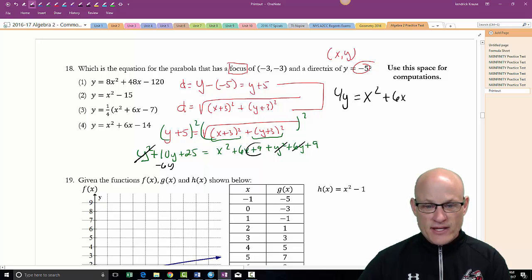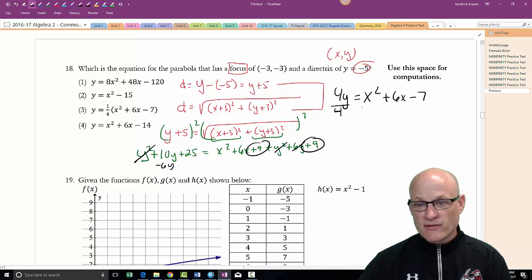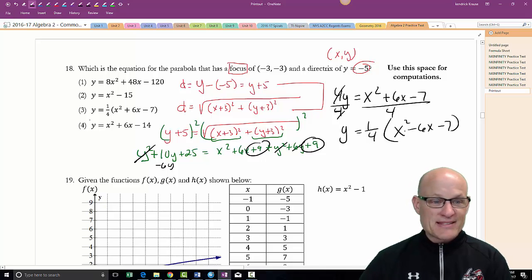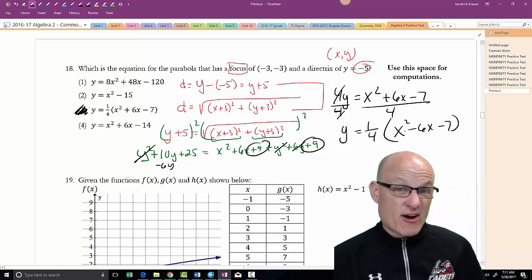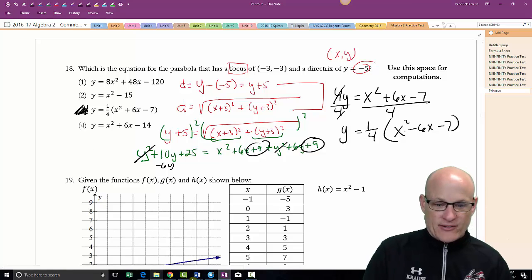Now, over here I have 18. If I subtract 25, I get minus 7. So my final step is to divide by 4 and divide by 4. That's kind of tricky the way they wrote it. It's really y equals 1/4 x squared minus 6x minus 7, which makes this the right answer. But let me show you how to use the calculator to verify that it is in fact the right answer, okay?